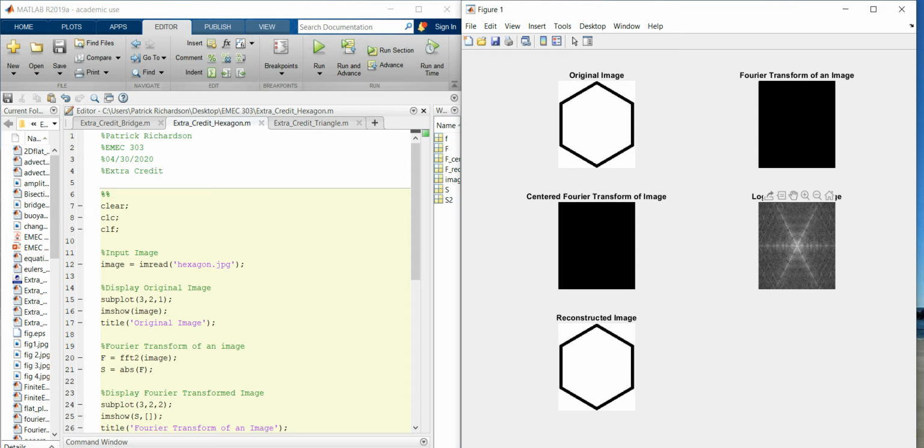This right here being 0, 0, we can see that this image contains more low frequency information than high frequency information because it is closer to this 0, 0. And here's our reconstructed image.